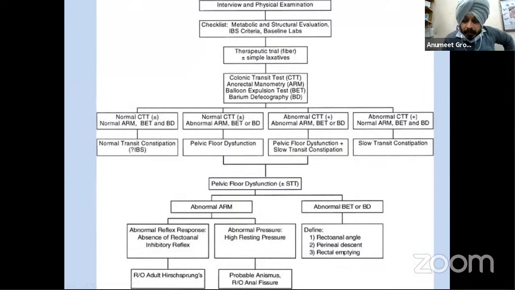What are the tests which are important now? This is just the summary of the tests which I told you, colonic function testing, to delineate how we can say it is normal transit constipation, slow transit constipation, or a defecatory type of disorder. These are all the tests which I explained in the previous slides, and this is how we can summarize.